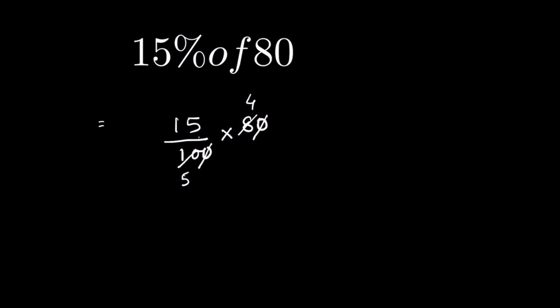Now 15 and 5 are divisible by 5, so we again divide it by 5. 5 times 1 is 5 and 5 times 3 is 15. So your answer is 12. So we did this much of multiplication and division to find the answer. There is one simpler method.